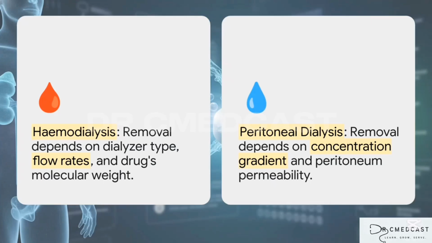And one last layer of complexity here. Not all dialysis is created equal. You've got hemodialysis with the big external filter, which is generally really efficient at removing drugs. And then you have peritoneal dialysis, which is a much slower, gentler process. They work differently, and they remove drugs differently, so you have to take that into account as well.